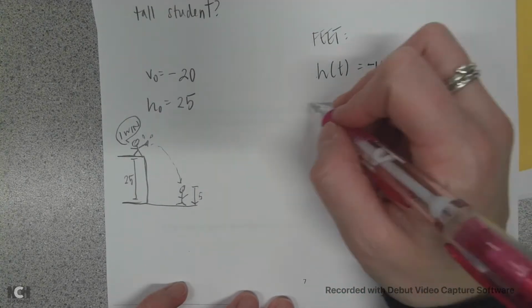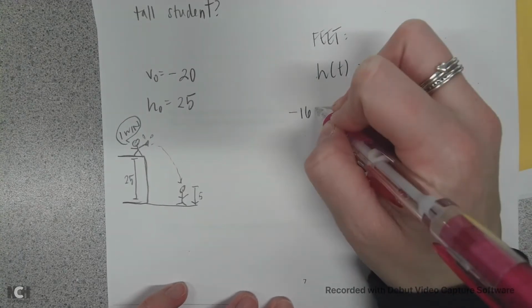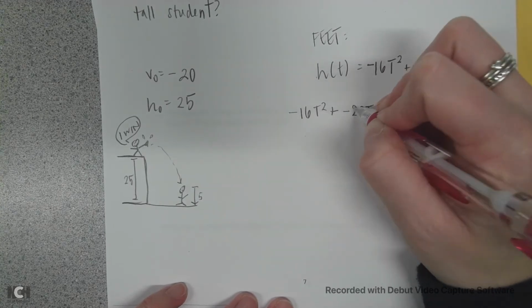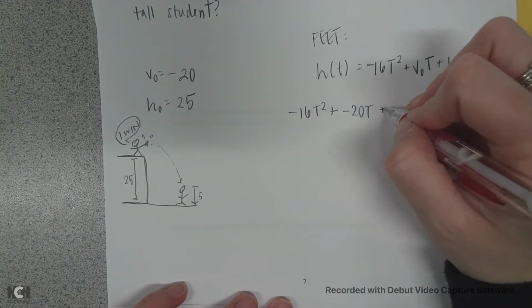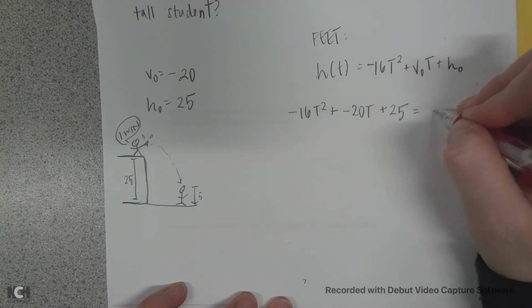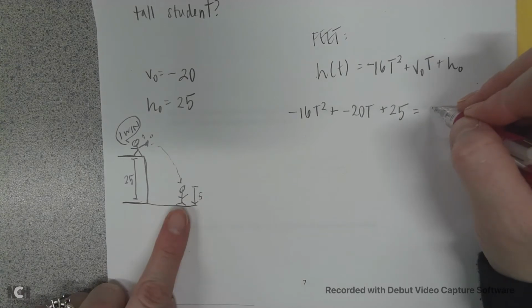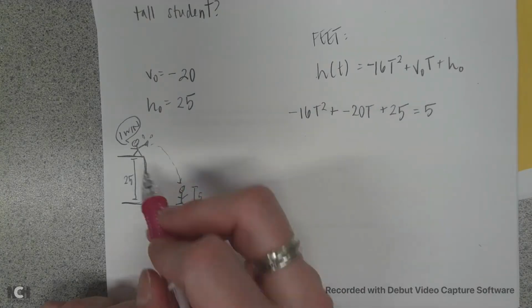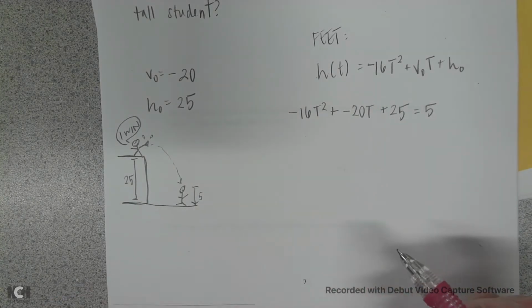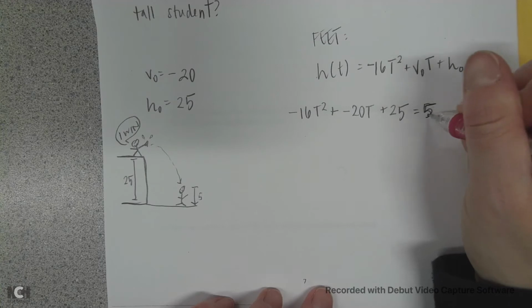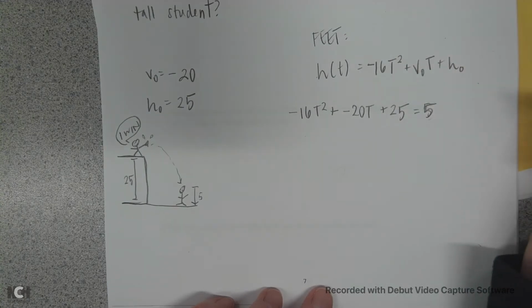So we're going to plug in our information. We have negative 16t squared plus negative 20t. You don't need the plus negative. And then plus 25 for the initial height. Normally we set it equal to 0 because the balloon would hit the ground, but this time it's hitting a 5-foot tall kid, so you put the 5 there. I want to know the total time it takes to get there, so I need to set this equal to 0 and not have this equaling 5.